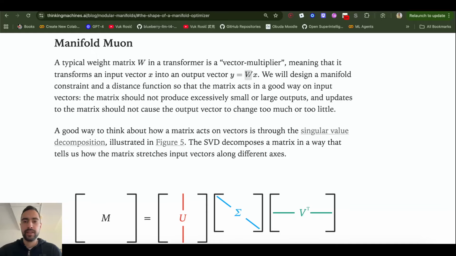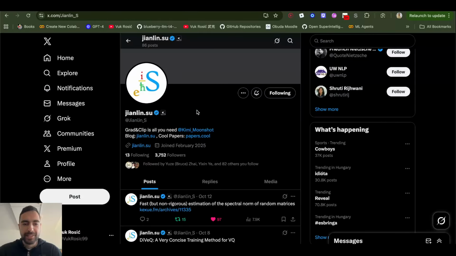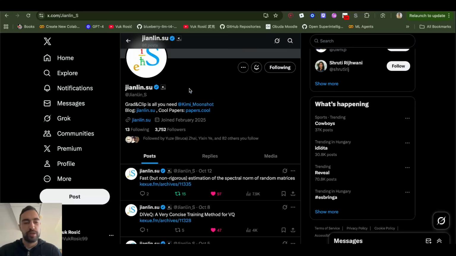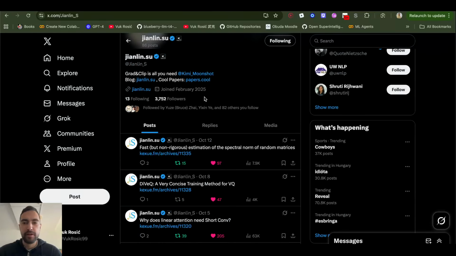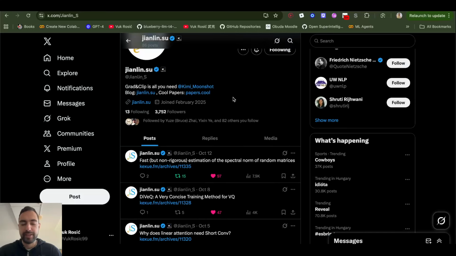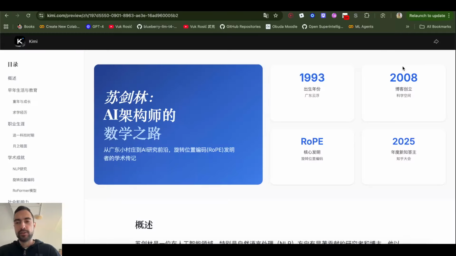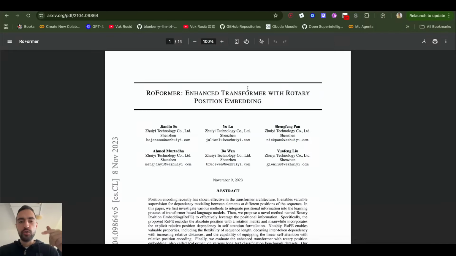I follow on X this guy Su Jianlin, the inventor of RoPE, rotary positional embeddings, but he talks about the Muon optimizer in his blogs a lot. It's in Chinese, but you can use Gemini or Kimi to translate it. I think it's very good. I think he understands it as well as these other people who are inventing it. And he invented RoPE when he was two years older than I am right now. And RoPE is used by every AI company in the world, so my time is running out.